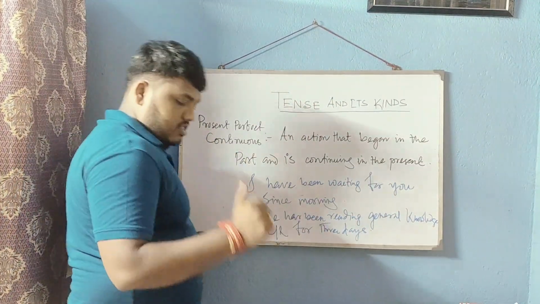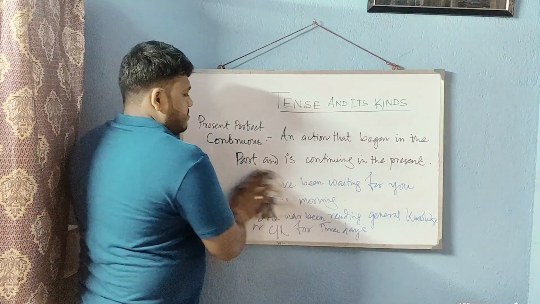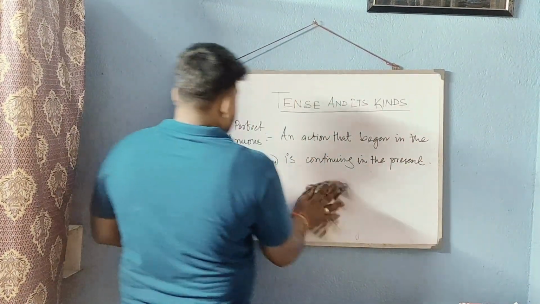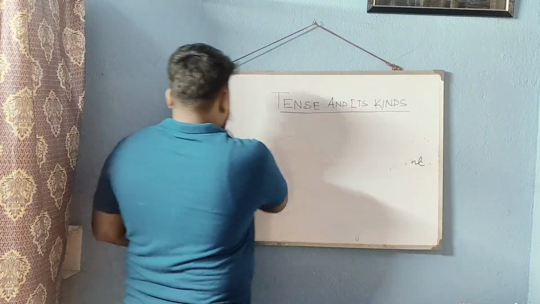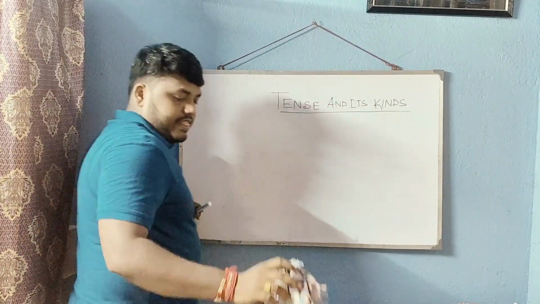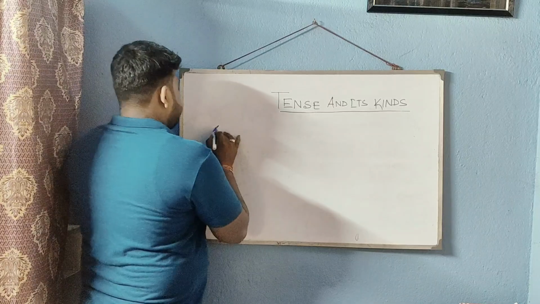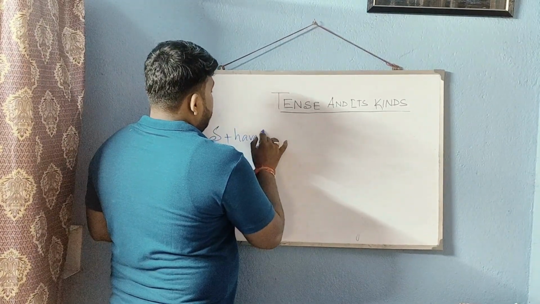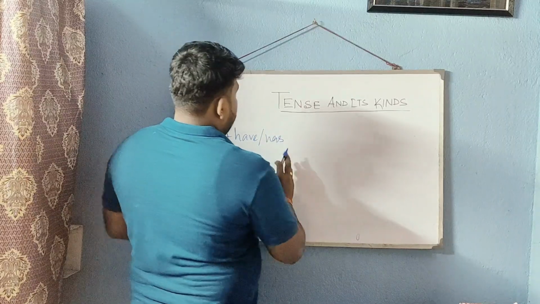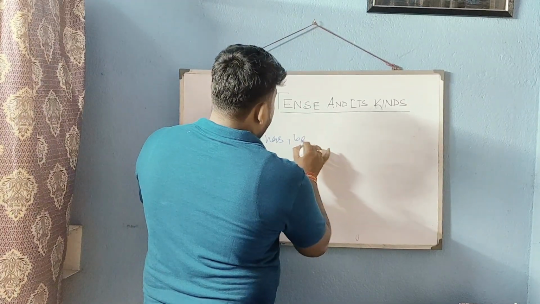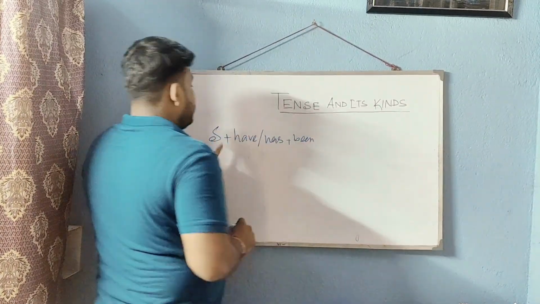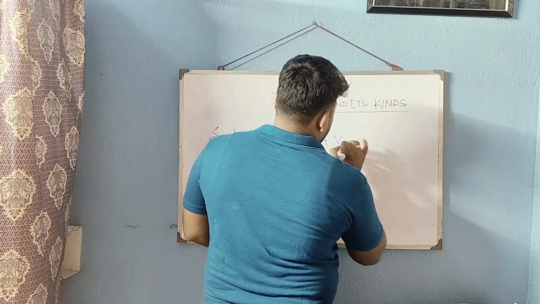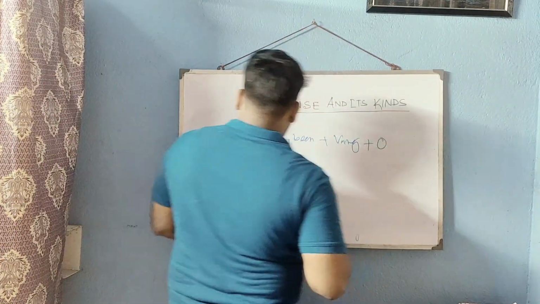We will now know its rule. Subject, have or has, then been gets added, B-E-E-N, been. Subject, have or has been, the ing form of the verb, and object.